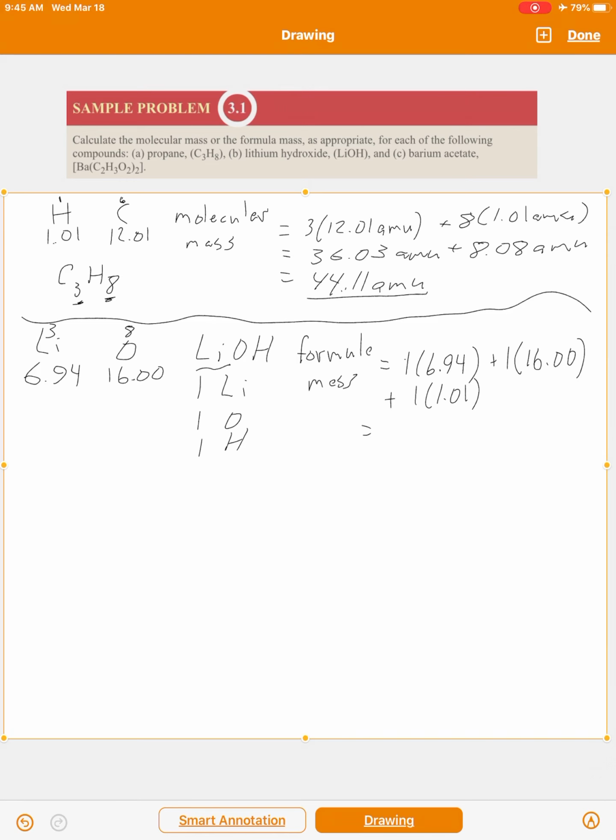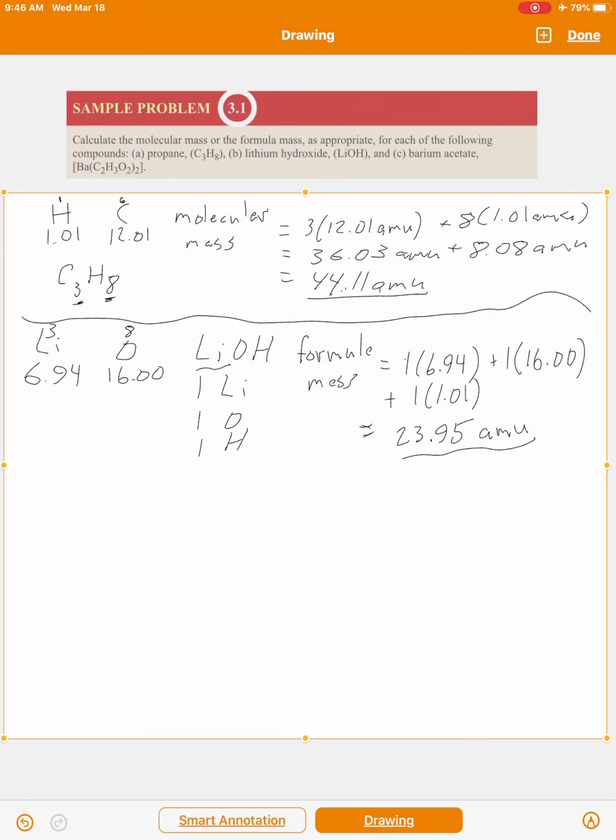And so now we have to figure out what that is. So 6.94 plus 16 is what? 22.94 plus 1.01 is 23.95, is what it looks like to me. And then the units are still the same as molecular mass. Okay, there you go. There's the formula mass of lithium hydroxide, LiOH.